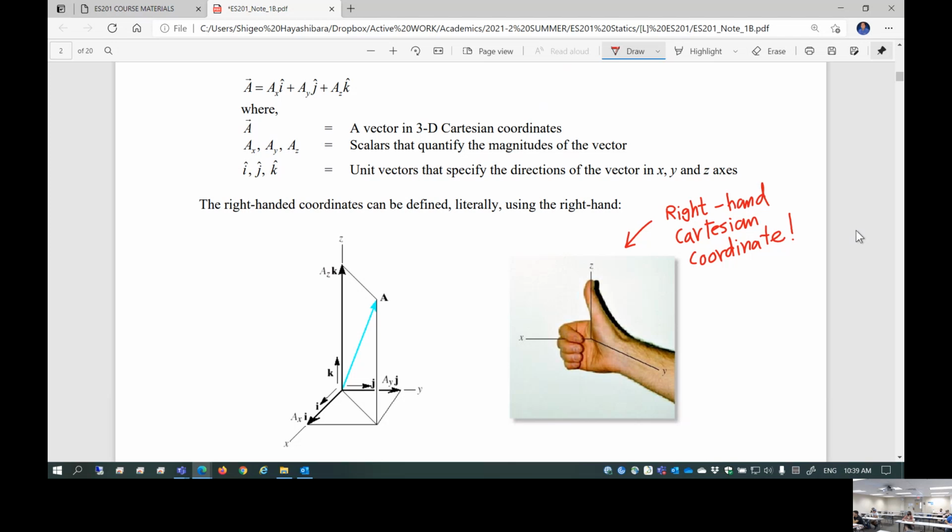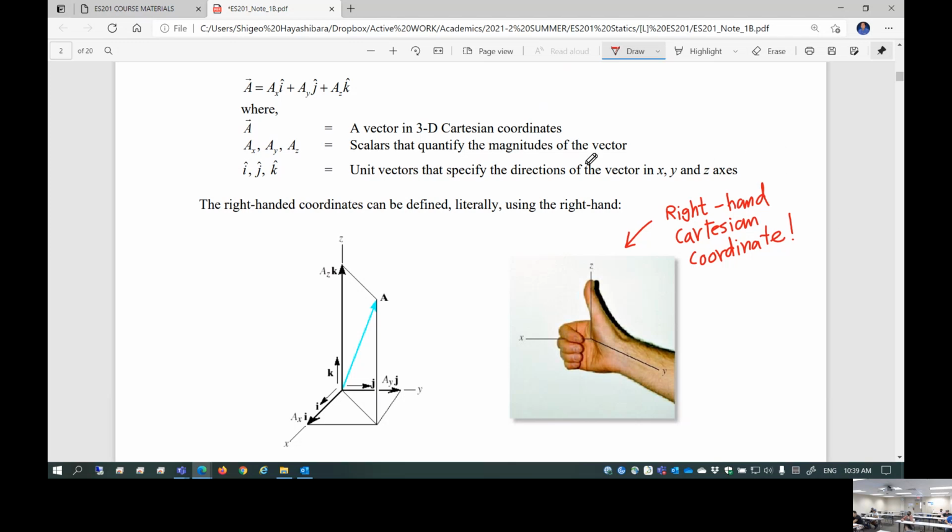Now later on, this notation becomes quite important as you start talking about moments. Moments are always right-hand rule. In other words, if you apply a force at a certain distance, it creates a tendency to rotate around a certain axis. What is the positive direction? If this is the direction of rotation, is the positive direction this way or that way? You also use the right-hand rule in cross products. So the right-hand Cartesian coordinate system is the standard, typically for just about any statics class, including this one.